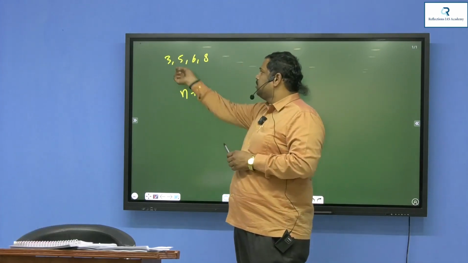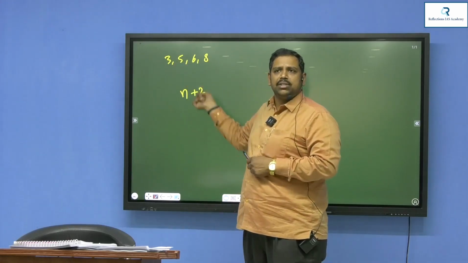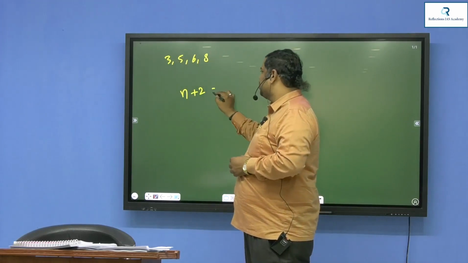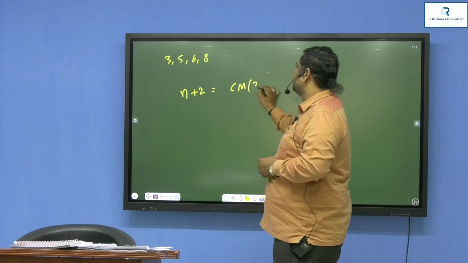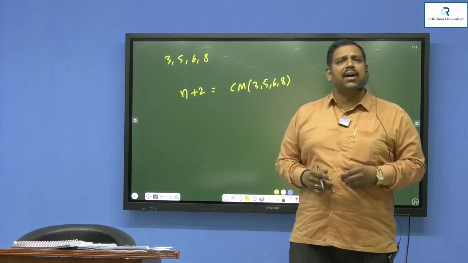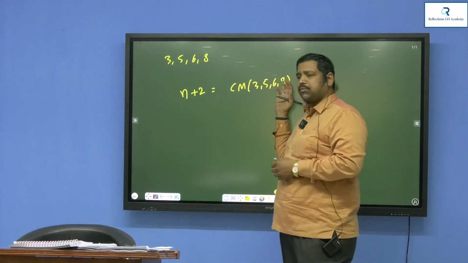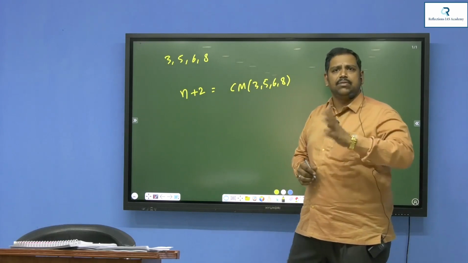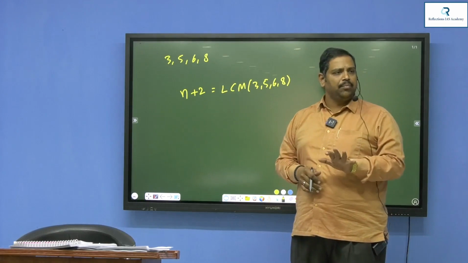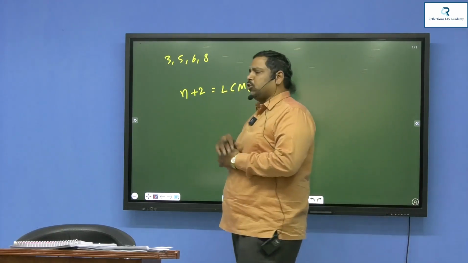So n plus 2 is divisible by 3 means n plus 2 is a multiple of 3. N plus 2 is a multiple of 5, 6, 8. Can I say n plus 2 is a common multiple of all 3, 5, 6 and 8? And he is asking to find the least value of n. Among the common multiples, do I want the greatest one or the least one? The least one. So n plus 2 is the LCM of 3, 5, 6, 8. Is it clear? This is the way we have to solve it, as per the narration.